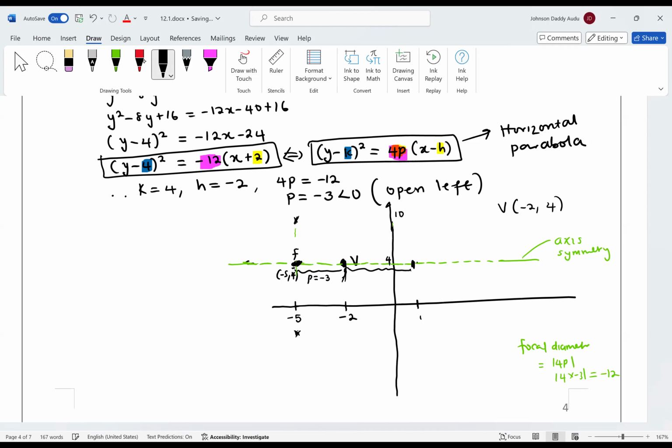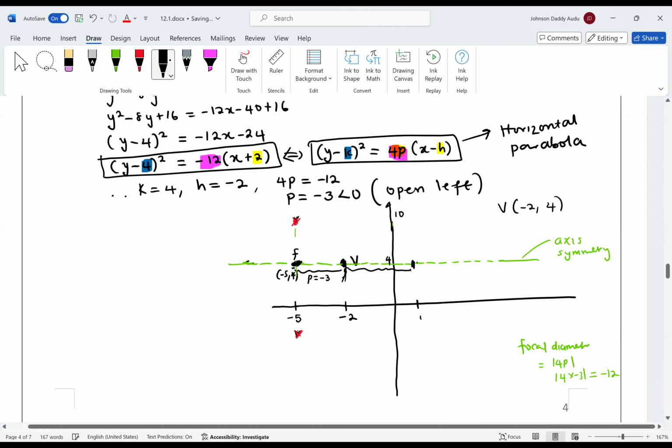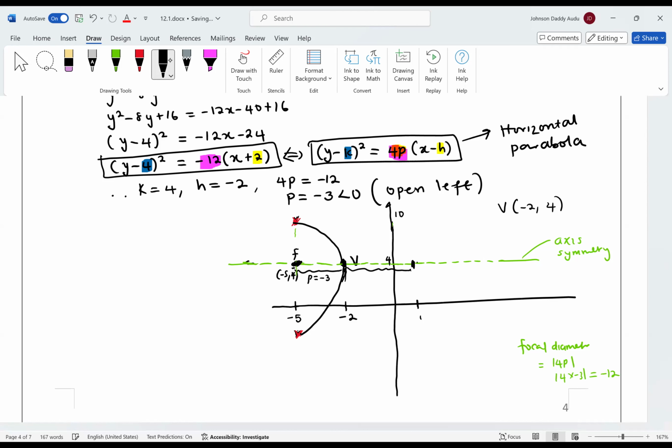So it means these other points, let me use red here, these other points will determine the width of your parabola. So now you go from the vertex to this red point, and also from the vertex to this red point. And that is it. Then you just keep drawing down. Okay.